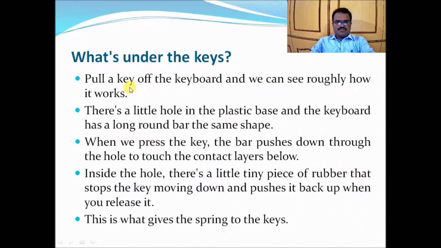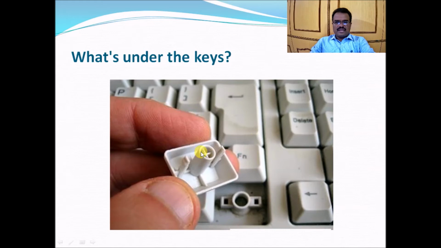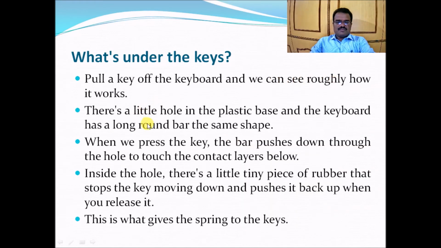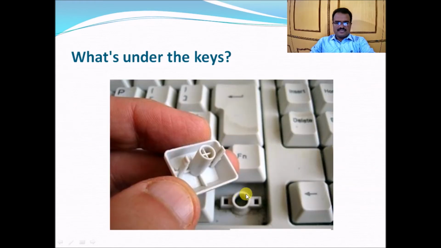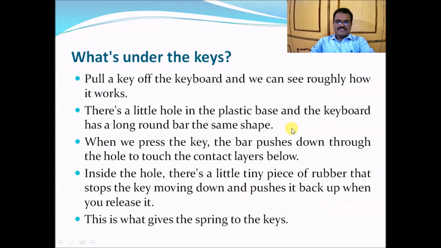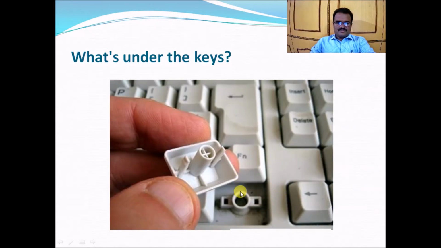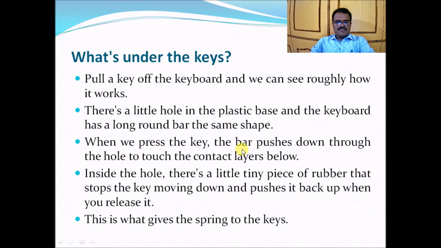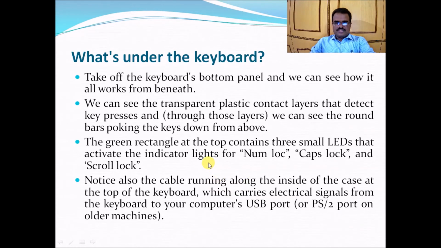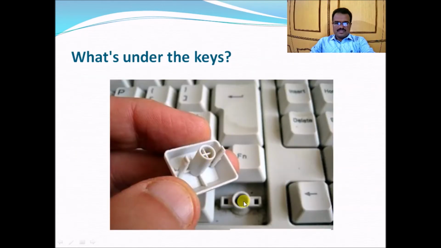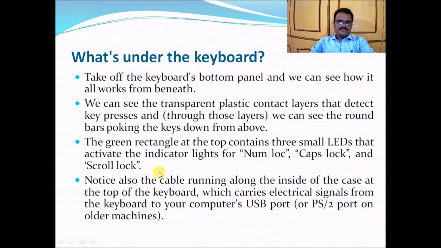So pull a key off the keyboard. When you pull like this, we can see roughly how it is. There is a little hole in the plastic base, and the key has a long round bar in the same shape. When you press the key, the bar pushes down through the hole and touches the contact layers below. Beneath this there is a circuit with contacts which generates an electric signal.